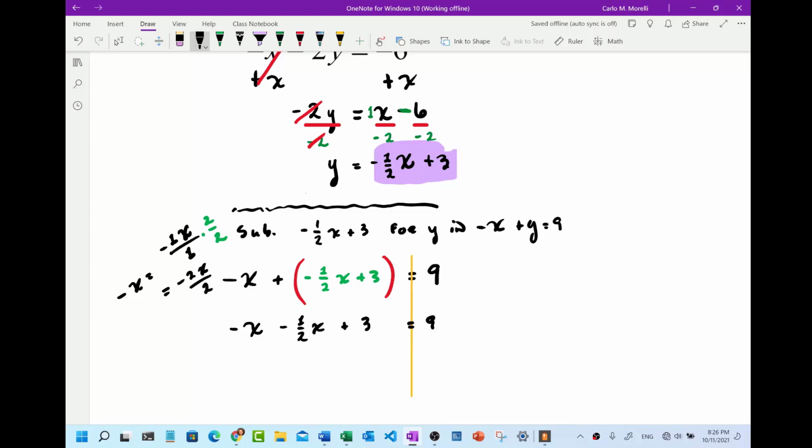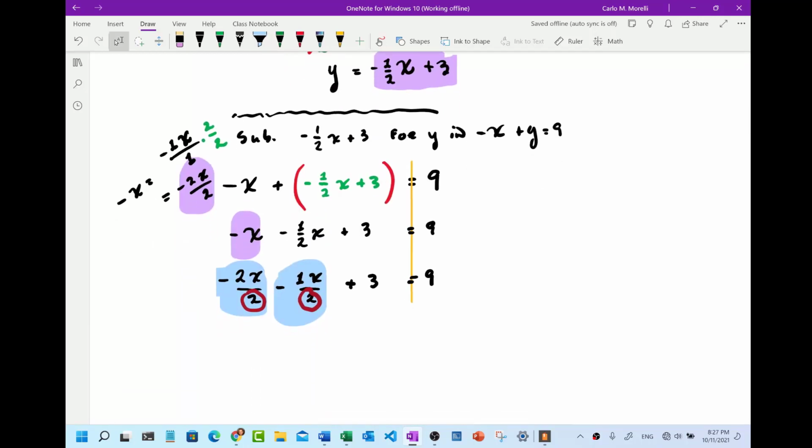All right, so I'm now going to substitute this for this. So now I have negative 2x over 2 minus 1x over 2. You see that? I've changed the form so that you can see the common denominator property there. Plus 3 equals 9. And the only reason we're able to combine these terms now is because they have that common denominator.